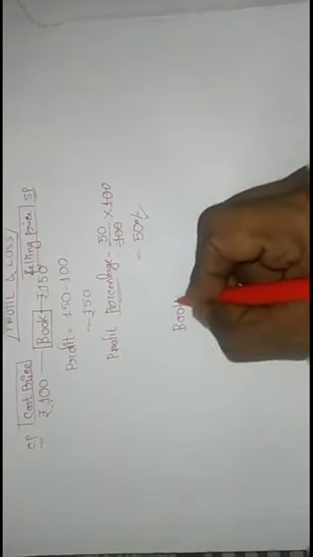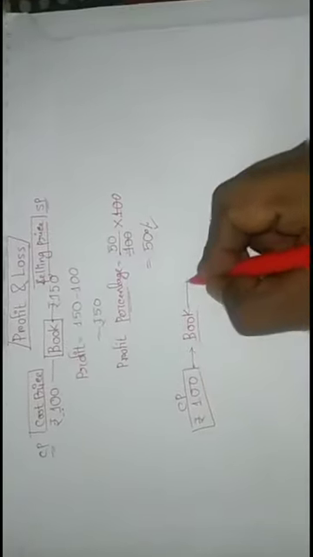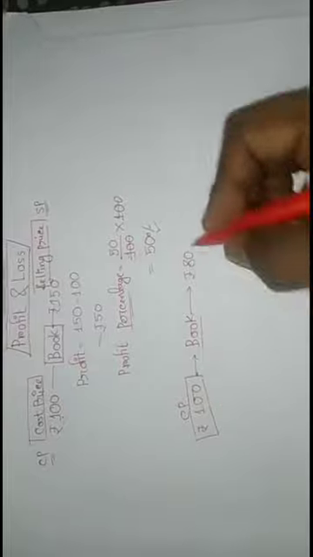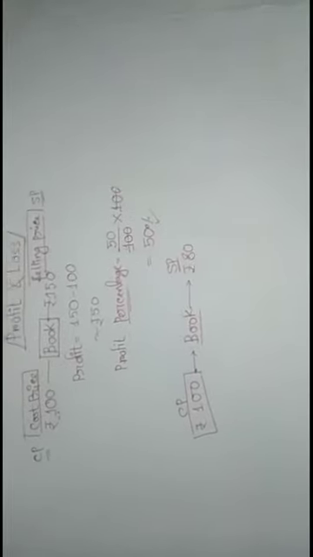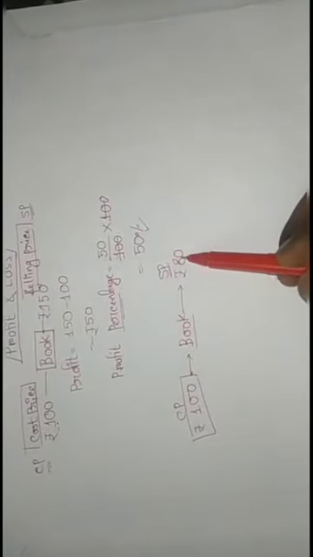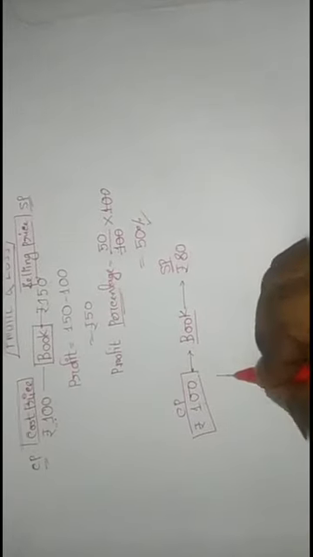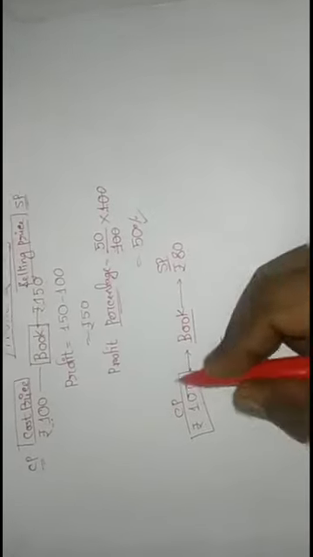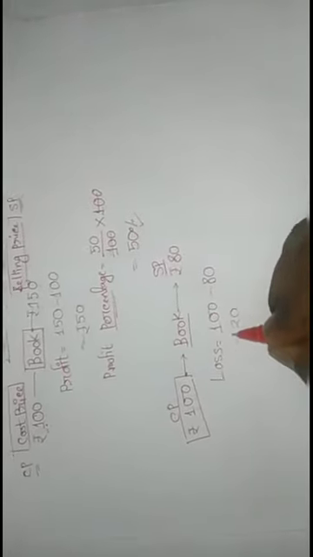If I buy the same book again with 100 rupees, so this becomes cost price. And now if I sell this book at 80 rupees, so 80 rupees is my selling price, SP. Now what will be my profit? No, there will be no profit, because I have bought that book with 100 rupees and selling that book at 80 rupees, so there will be loss, not profit. So here loss equals to what? Here 100 minus 80. So here loss is 20 rupees.